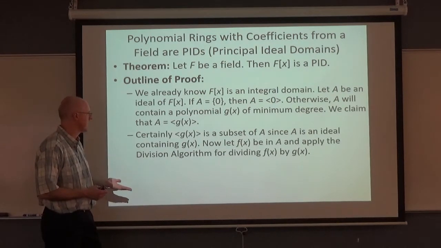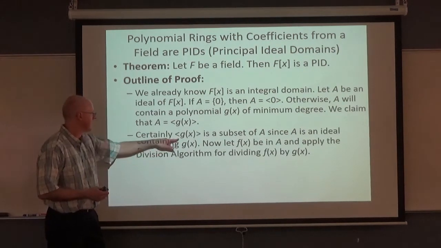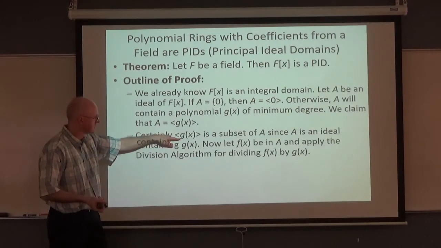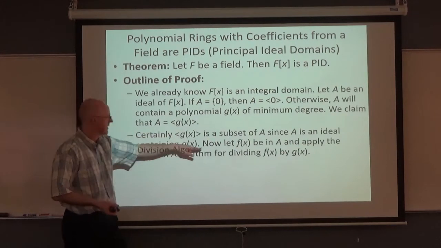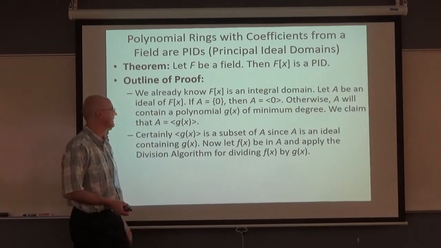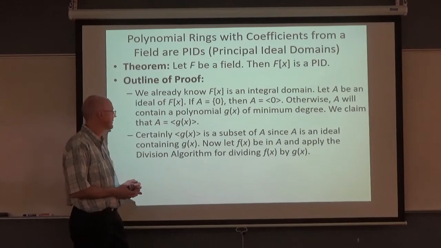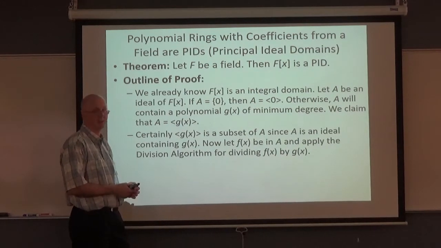What about the other direction? Why is A a subset of the principal ideal generated by g? That's where you have to do a little bit of work. Suppose you've got an arbitrary thing in A. This is a common thing to do. Go ahead and apply the division algorithm to that thing. Divide it by g(x) and see what happens, so to speak.